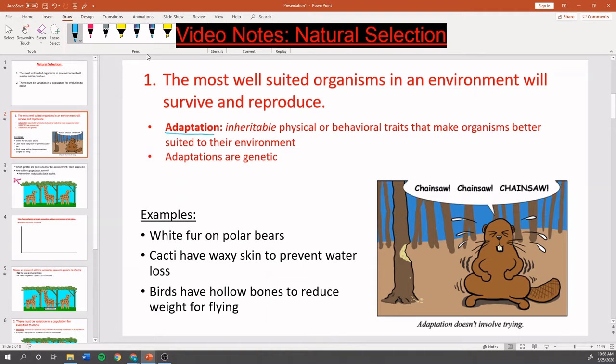And what an adaptation is, I really want to be specific here, is an inheritable physical or behavioral trait that makes an organism better suited to its environment than some other organism, okay? So these adaptations, I want to emphasize, are genetic. That's what inheritable means, right? They can be passed on from generation to generation.